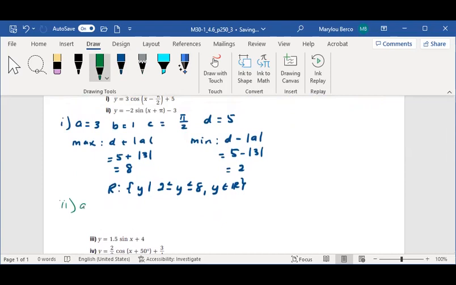We have A is -2, B is 1, C is pi, and D is -3. Okay, so for the max, it is D plus the absolute value of A, or -3 plus the absolute value of -2, or -1. And for the min, it is -3 minus the absolute value of -2, which is -5.